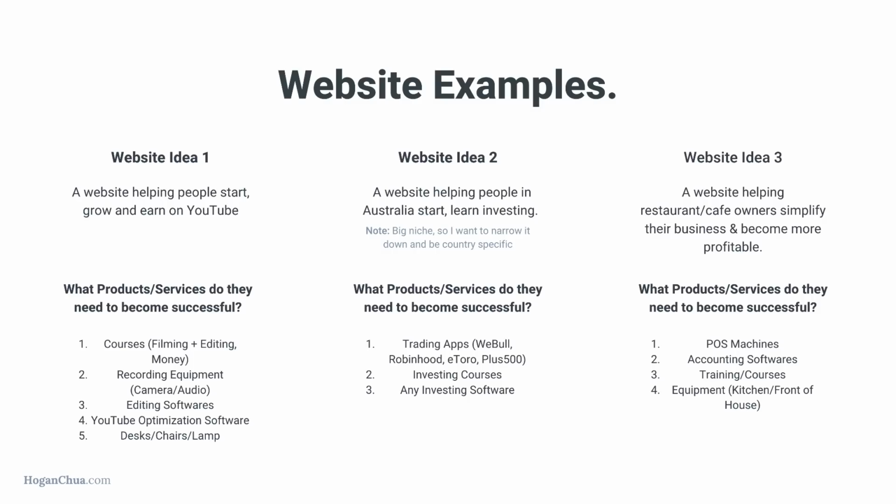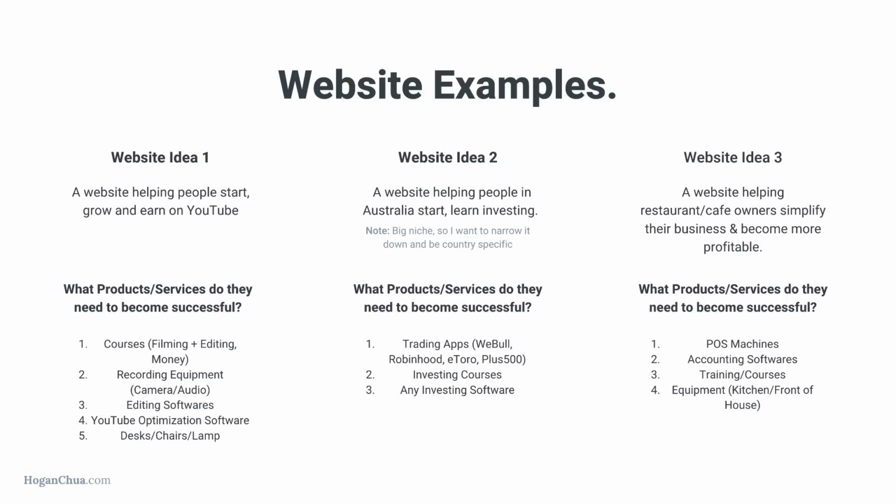If we're talking about a website about helping Australians start investing, then I could promote things such as trading apps, platforms like Webull, Robinhood, eToro, investing courses, or any type of investing software. If we're talking about restaurant owners, what products do they need? Well, they need maybe point of sale machines, different accounting software, different training and courses, or equipment such as kitchen equipment and things like that.